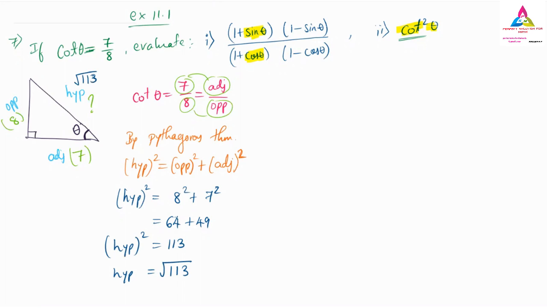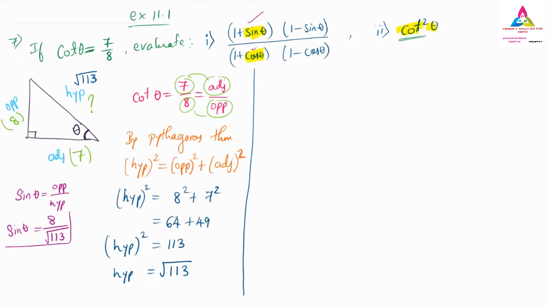So now we will find sin theta, cos theta and cot theta. Cot theta we already know, so we have to find sin theta and also cos theta, because we have to apply them here. So first I will write sin theta. Sin theta is nothing but opposite side divided by hypotenuse. Opposite side here is 8, so 8 by root 113. So that is sin theta for us. This one you have to remember.